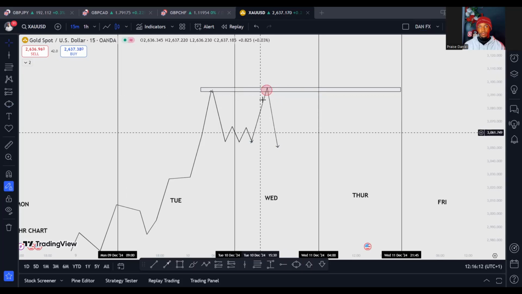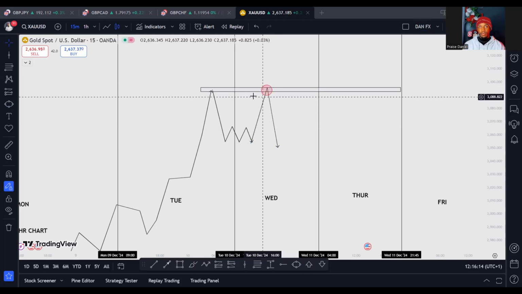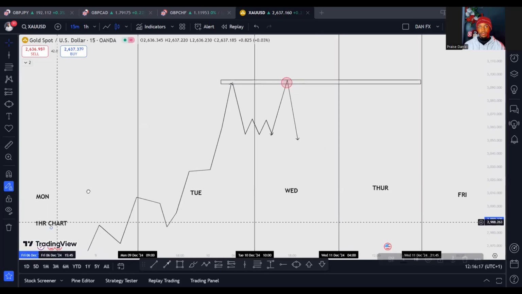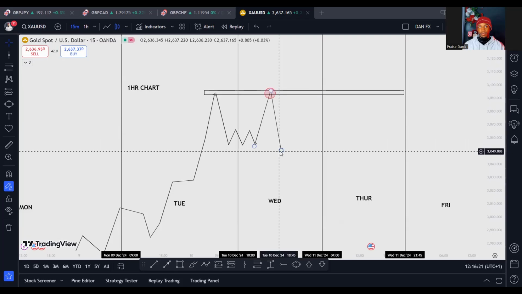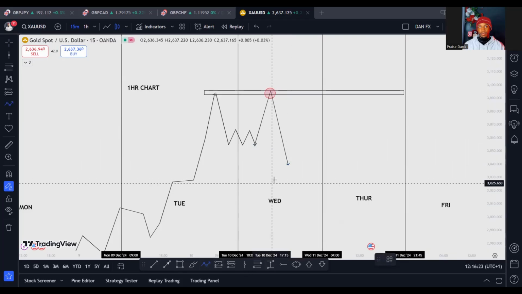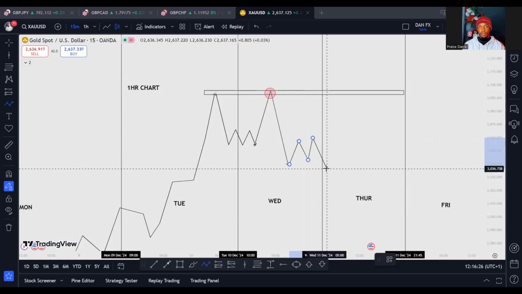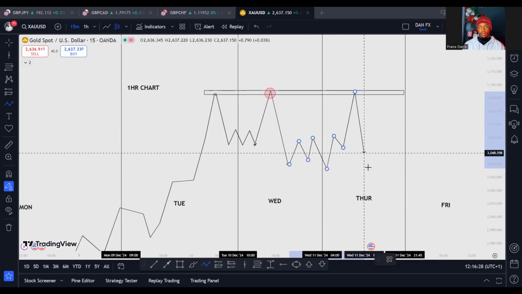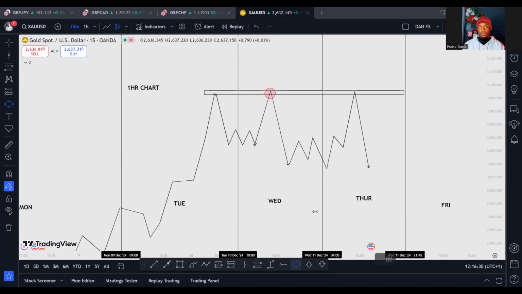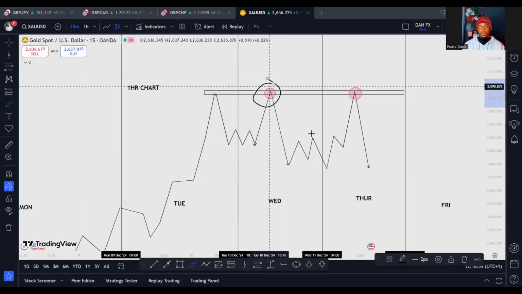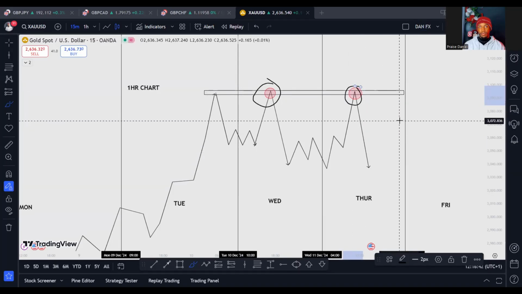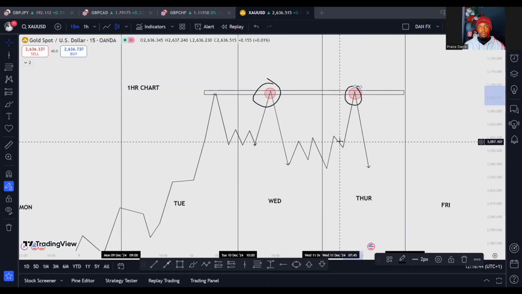And that's going to be our entry. Remember, this is all on the 1 hour chart, and then we're going to zoom in on the 15-minute chart to look for an entry, all right? If they happen to come back again on Thursday and then come back here again, we're also going to be looking for sells at that area once again. So as long as price keeps coming to this area, we're going to be looking for sells. If it comes back on Friday, we're also going to be looking for sells at that area.